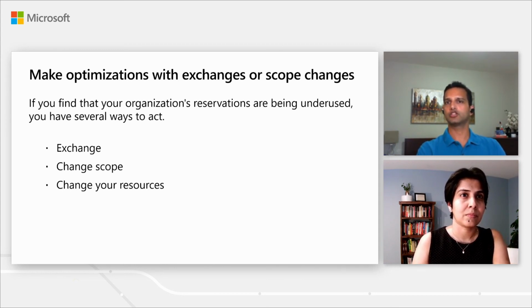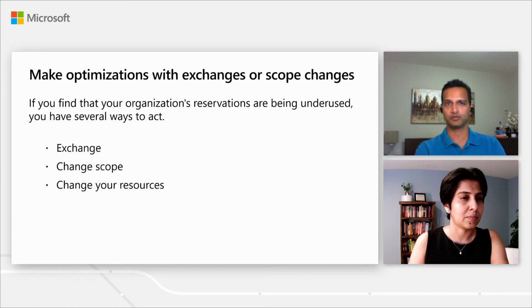You can change your resources. If you have a reservation for D series, but you're using E series, consider that as well. If it works with your architecture, you could change your E series VM to D series, and that will bump up your reservation's utilization if you have that problem.